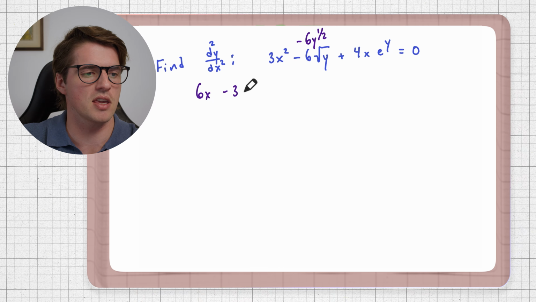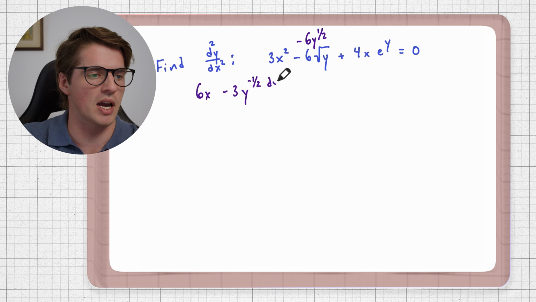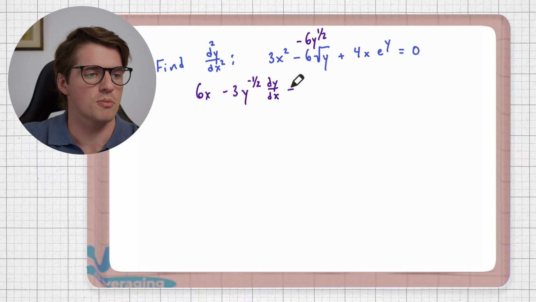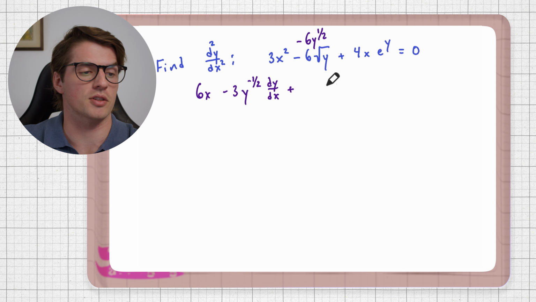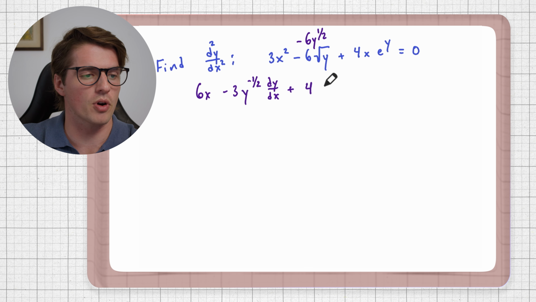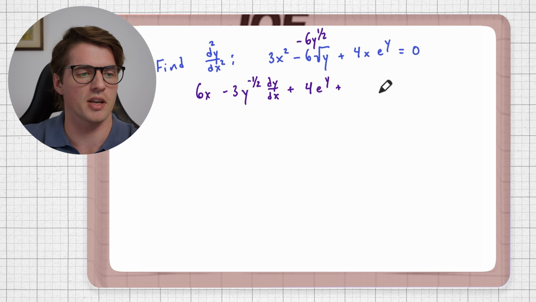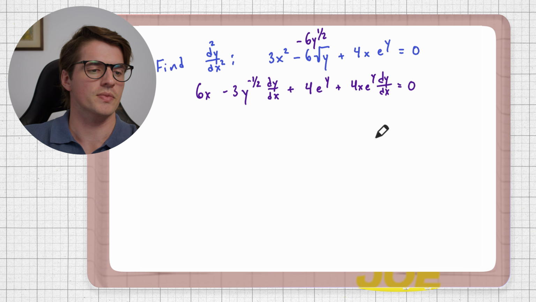We have minus 3y to the negative 1/2 times dy/dx, plus another product rule problem. 4 times the derivative of x is 1, e to the y, plus the derivative of e to the y is e to the y dy/dx, equals 0.